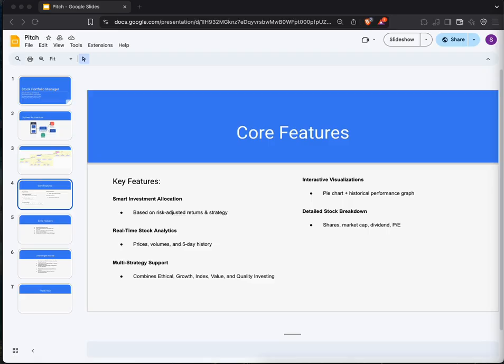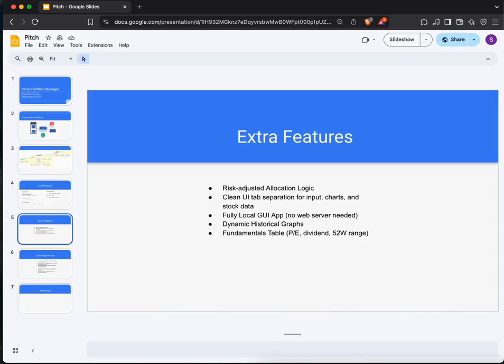Here are the extra features. Risk-adjusted allocation logic for smarter decisions. A clean, tabbed user interface. Fully local GUI app. No need for a server or internet after initial data load. Dynamic historical graphing using matplotlib. A detailed fundamental table for deep stock analysis. These make the tool practical, reliable, and insightful for everyday investors.